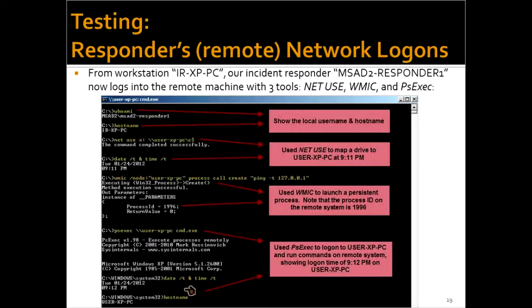So at the bottom, I'm just showing primarily that now that I've run psexec and a command shell against a remote system, I can run commands on that remote system. So I say hostname, and the result is XP. So I'm actually running commands on the remote system.